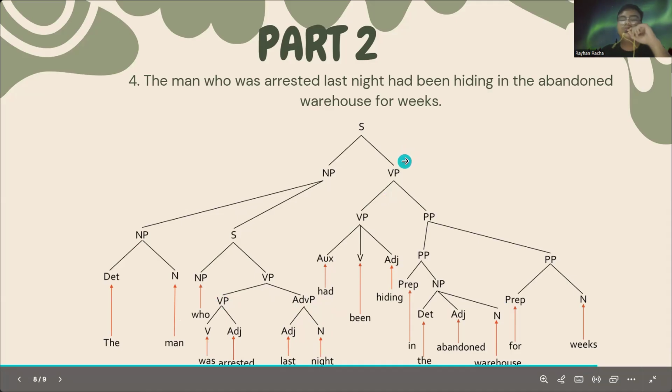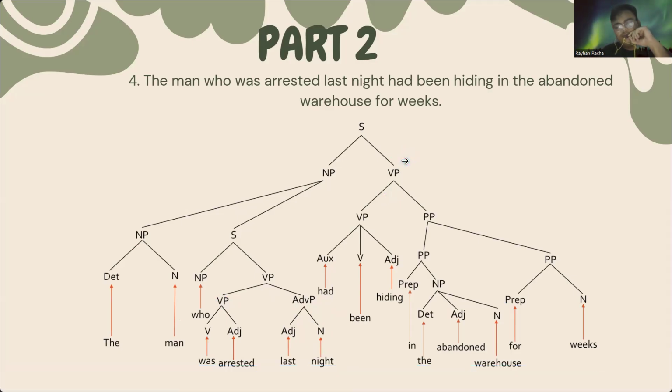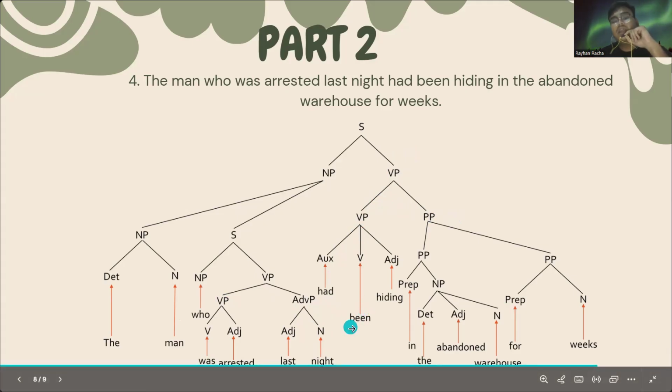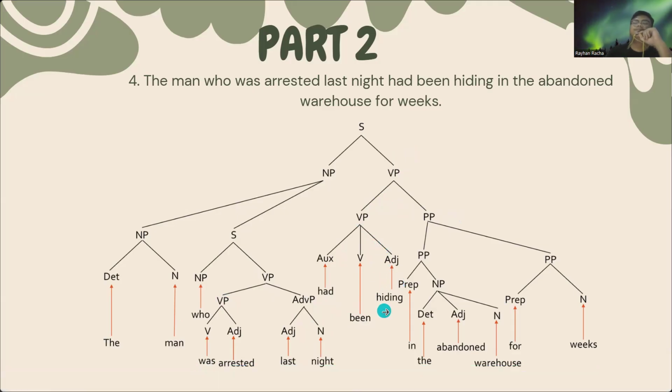So we're moving on into the verb phrase, the main verb phrase, as we can see. In here, we divided the verb phrase into another verb phrase and a prepositional phrase. So in this verb phrase, we have an auxiliary which has a head, a verb, which is the word been, and also an adjective, which is the word hiding.